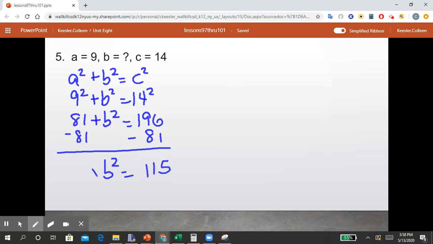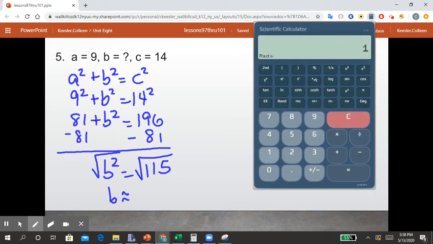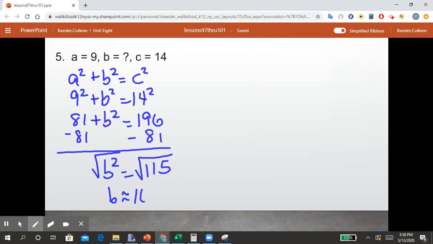115. Then we take the square root, and I'm pretty sure you're aware that is not a perfect square, so we're going to assume that we're rounding to the nearest tenth here. We pull out our calculator. The square root of 115 is 10.72. No need to round up, so it's about 10.7. All right, let's see what else we've got.